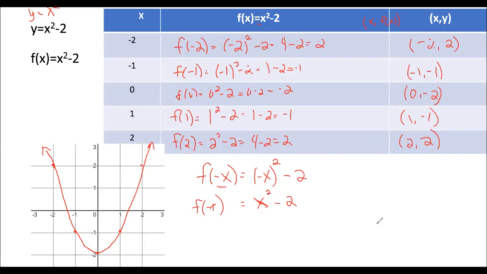And you'll notice that this is the same as this, and that defines it as an even function. But again, this is something that you need to know the mechanics of doing, and we'll get into the implications later in the course.